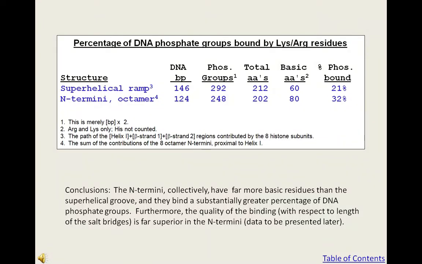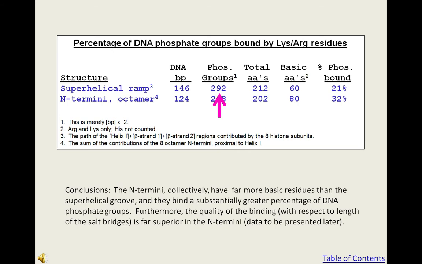Back to our chart. Now that we've refreshed our memories concerning the structure of the superhelical ramp, let's compare its DNA binding power to that of the N-terminal region of the histone octamer. This latter region is defined simply as everything N-ward of helix 1, namely those aimlessly meandering 8 strands we just looked at a few minutes ago. Let's start our comparison by looking at the superhelical ramp. This is said to bind about 146 base pairs of DNA, which means twice that many phosphate groups, i.e. 292 phosphate groups in all.